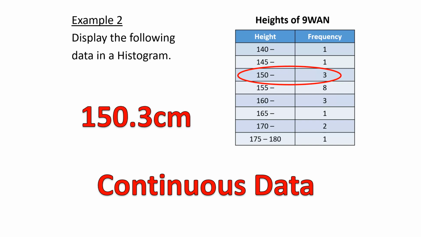So if a student was 150.3 centimetres, they'd fall into this category, which represents students that are 150 and above up to, but less than 155. But if a student was only 149.8 centimetres, they'd go back to this category because these students are from 145 up to, but not including 150.